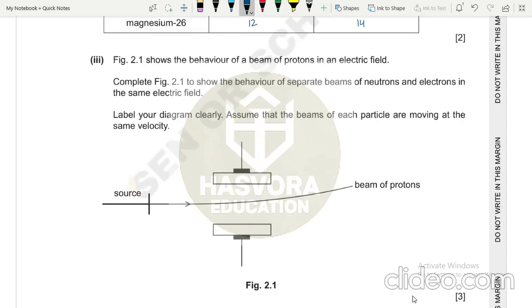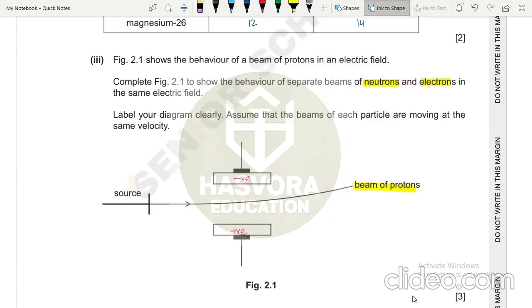It says figure 2.1 shows the behavior of a beam of protons. This is the beam of protons they have given us. Complete the diagram to show the behavior of separate beams of neutrons and electrons in the same electric field. Label your diagram clearly. Assume the beams of each particle are moving at the same velocity. So first of all, if the beam of protons is diverting in this direction, this means this will be the negative plate and this one will be the positive plate. So it is repelled from the positive plate and attracted towards the negative plate.